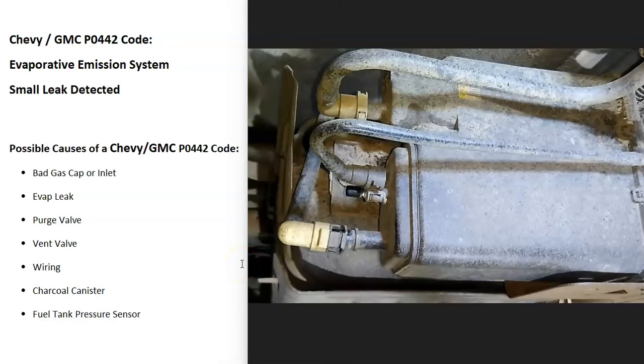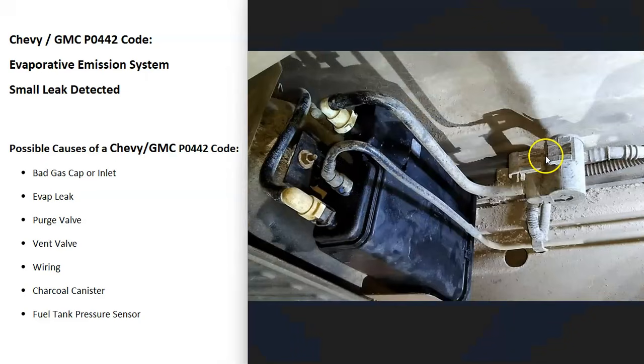If that all looks good, the next thing to go and check out is going to be the vent valve. And the vent valve is either going to be located on the charcoal canister or right near it. For example, here it's not located in it, it's located right next to it. And the vent valve is a common failure. If it gets stuck open, then it's going to cause a leak. So the next thing to do is to go locate that vent valve and test it out.